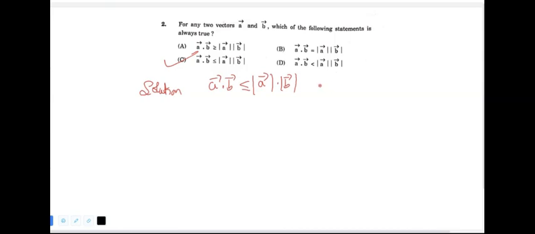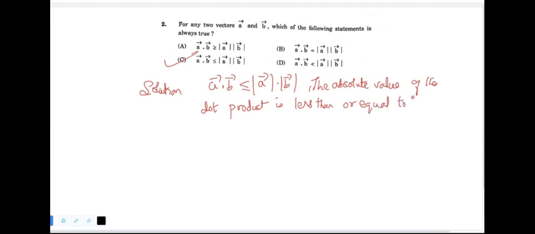This means the absolute value of the dot product is less than or equal to the product of the magnitudes of the vectors.